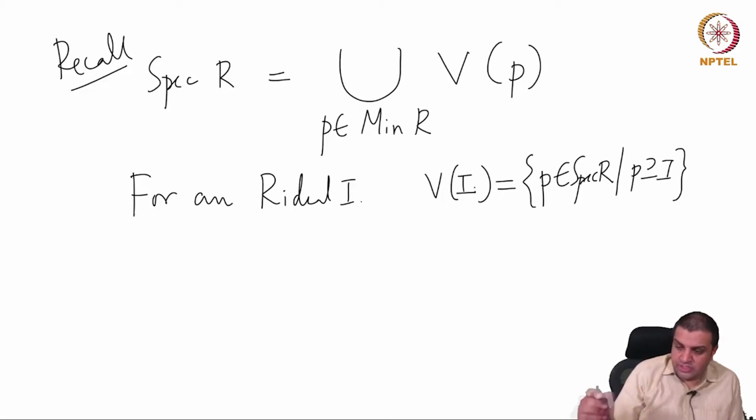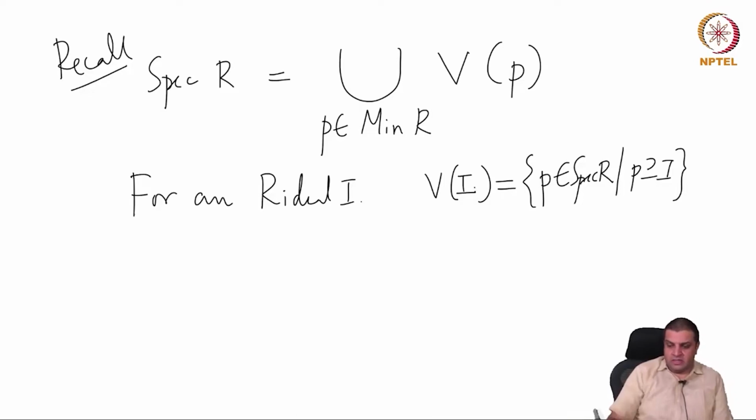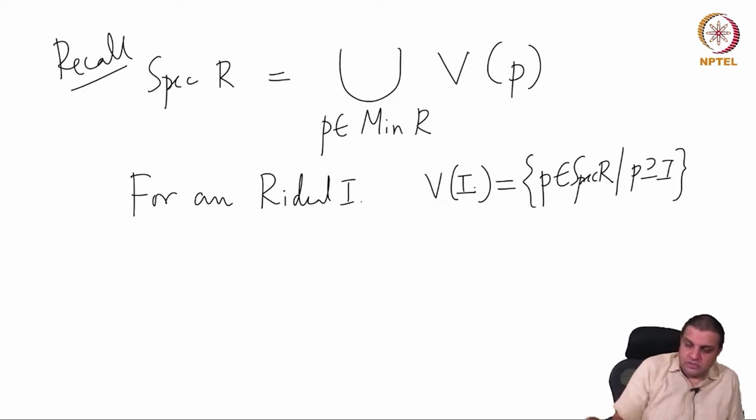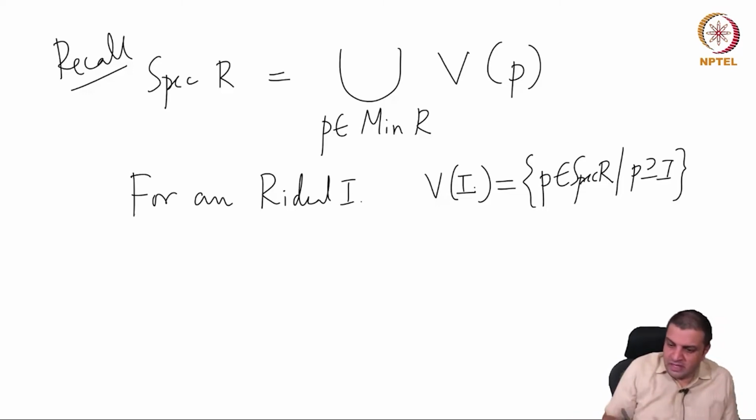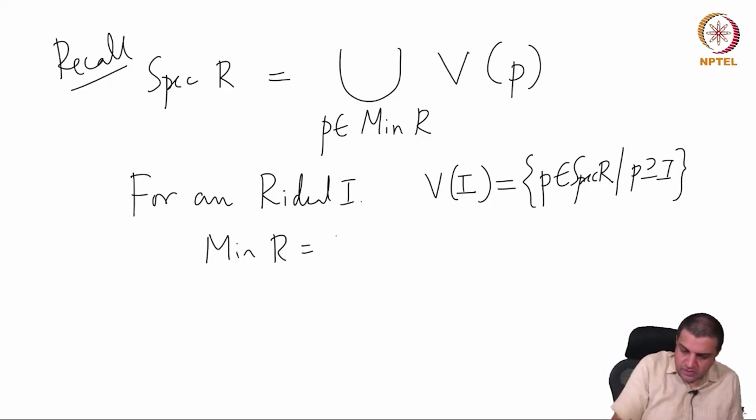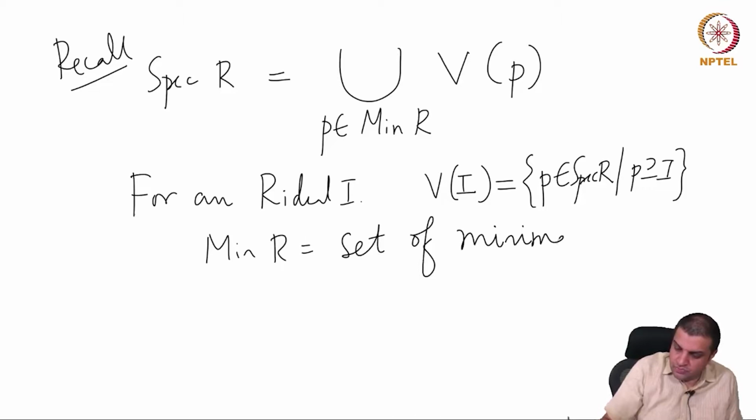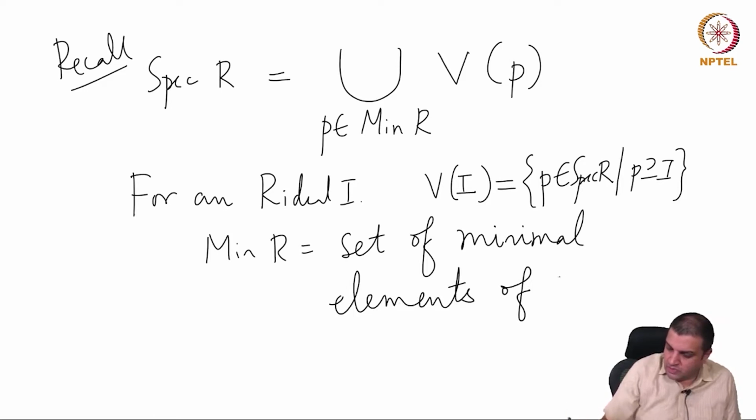And this disagrees with our earlier notation of points at which elements of F vanish, but we will see today that these are not very different. Okay? And algebraically, this is the object that we would want to continue using. Okay? And then min R is the set of primes that are minimal, so this is the set of minimal elements of spec R.